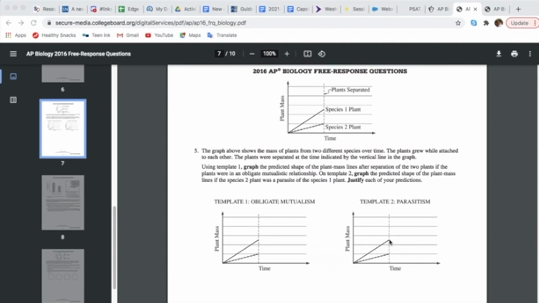So right here, this one would increase most likely because it's the host and it's no longer being harmed by the parasite. There's nothing that's harming it. It will even most likely be increasing at a faster rate because there's nothing impeding its growth. On the other hand, the parasite, plant species 2, would most likely decrease or level off because there's no more plant that it can feed off of. So it will most likely die off.